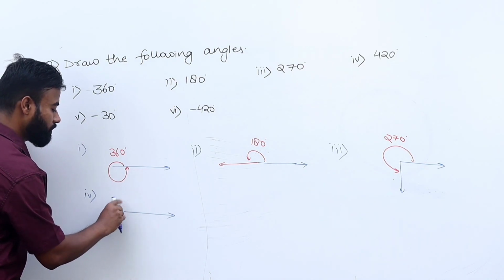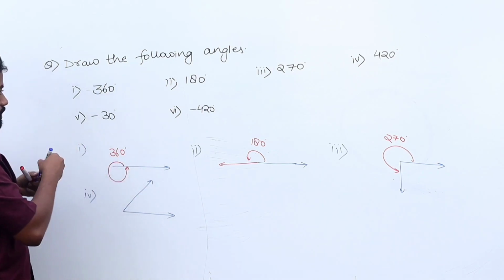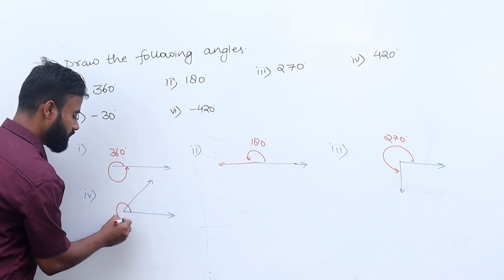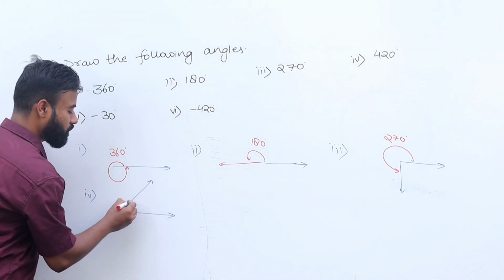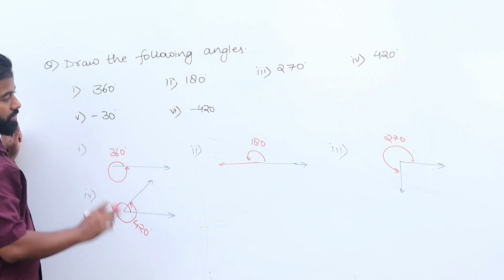This is 360. Then 60 more. 60 more will come out to be here. So just see how I am depicting the angle. This whole is 360. Now this 60 more. This is 420. I hope it is making sense.